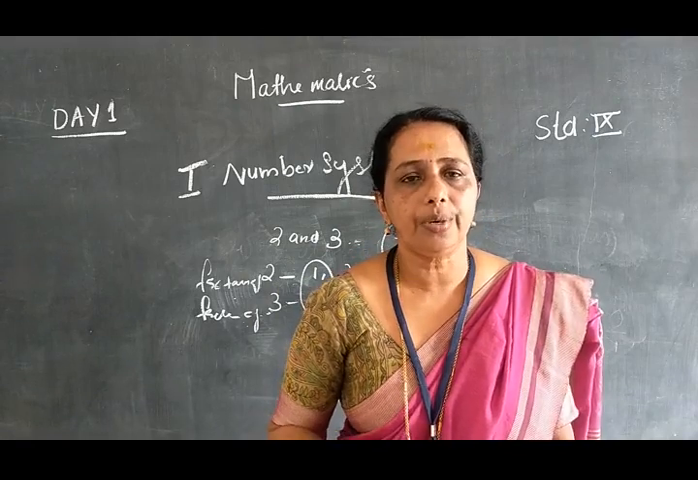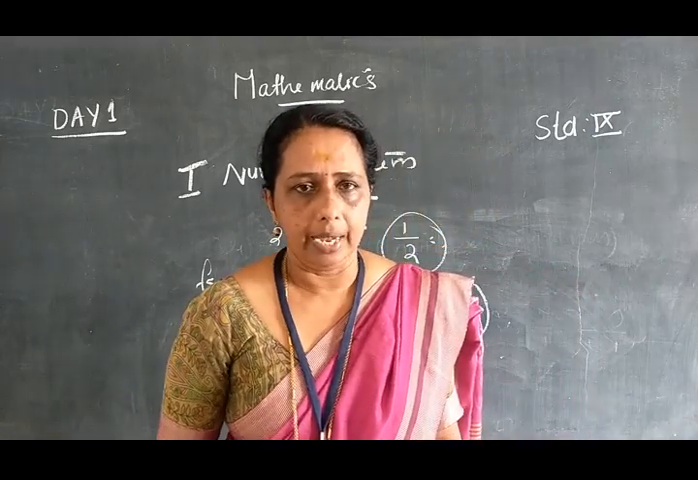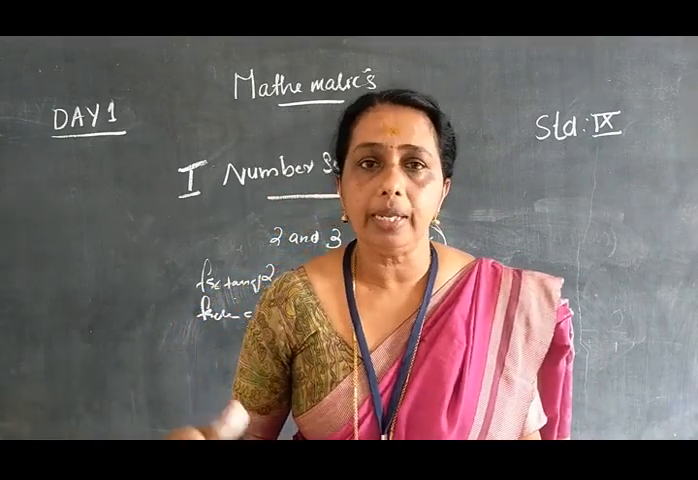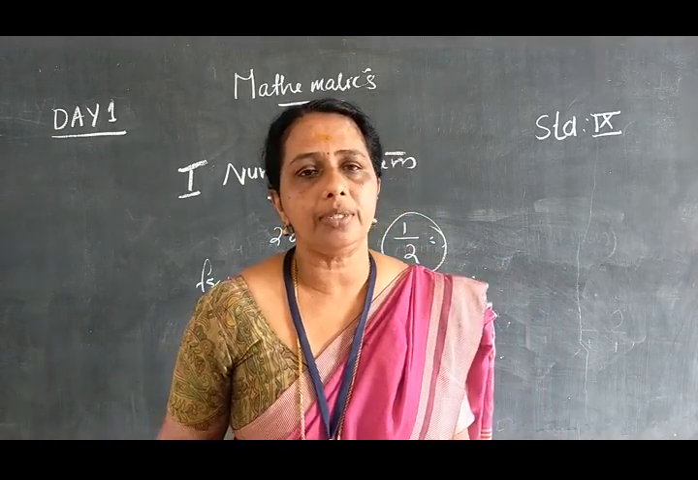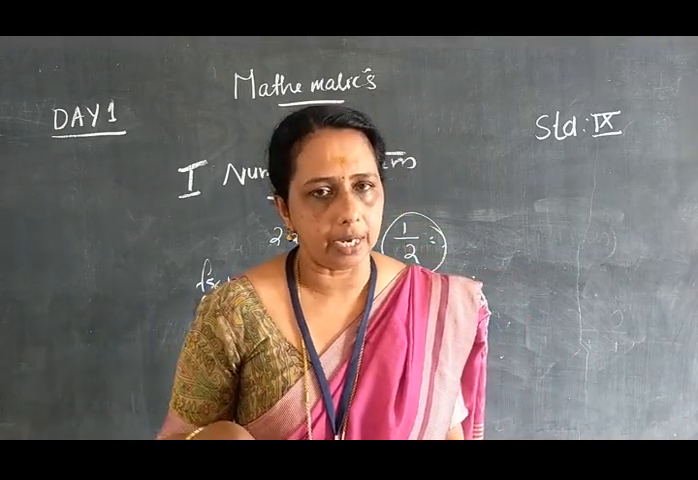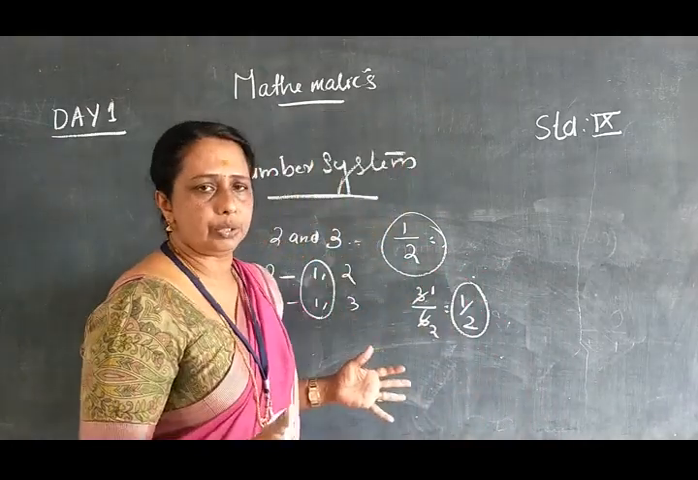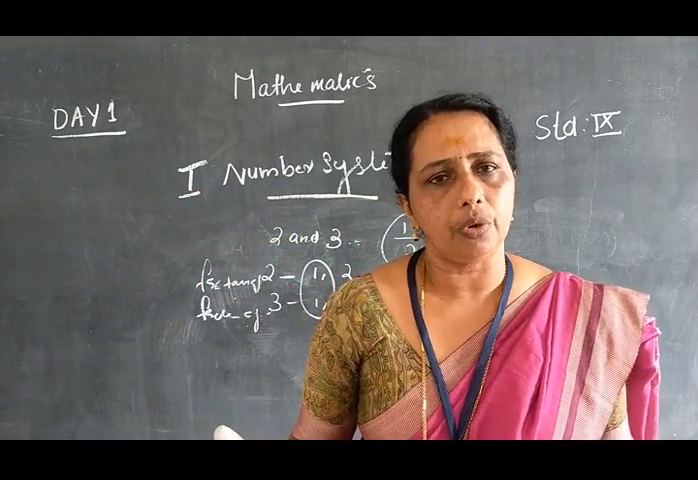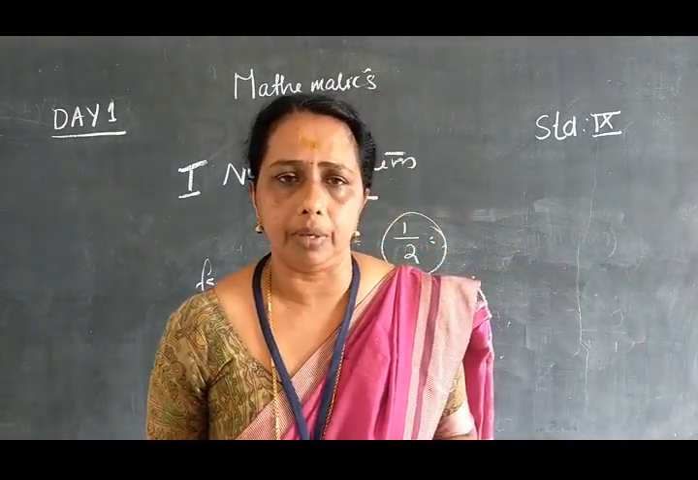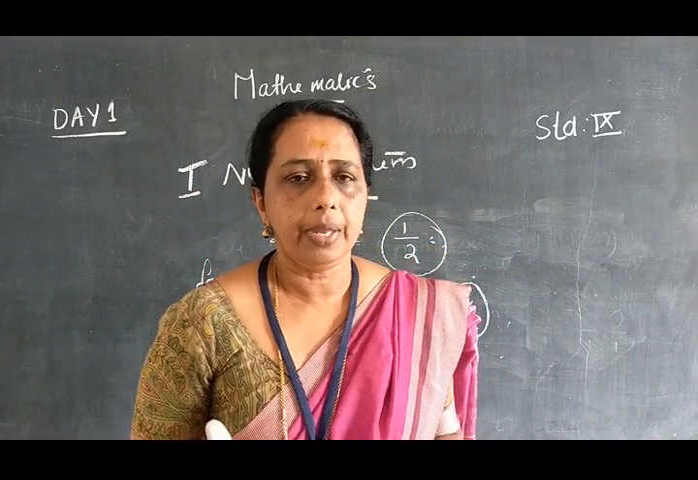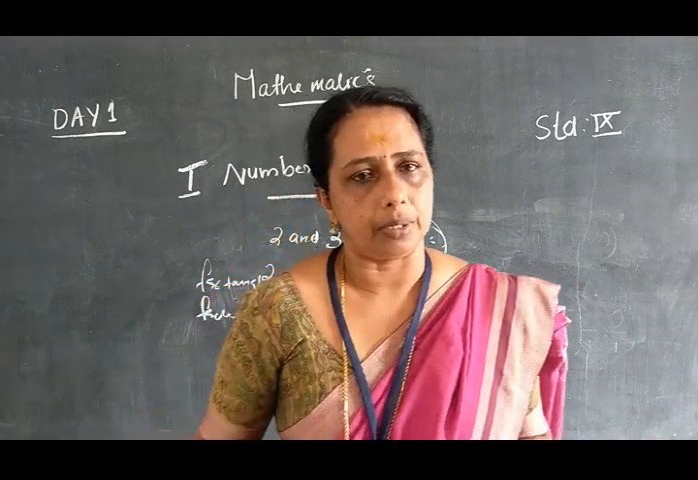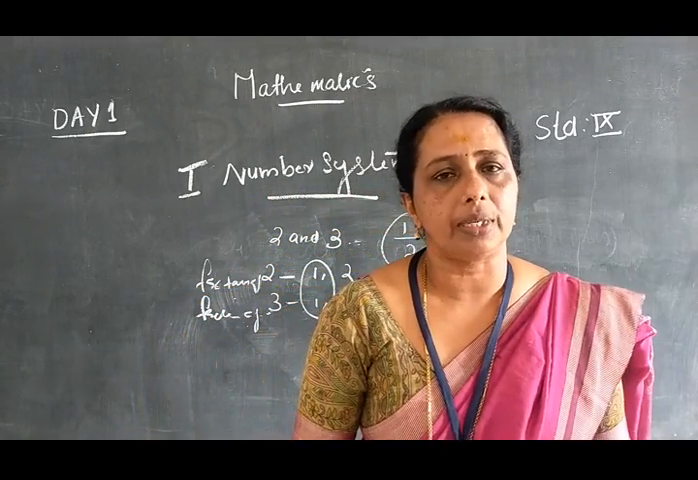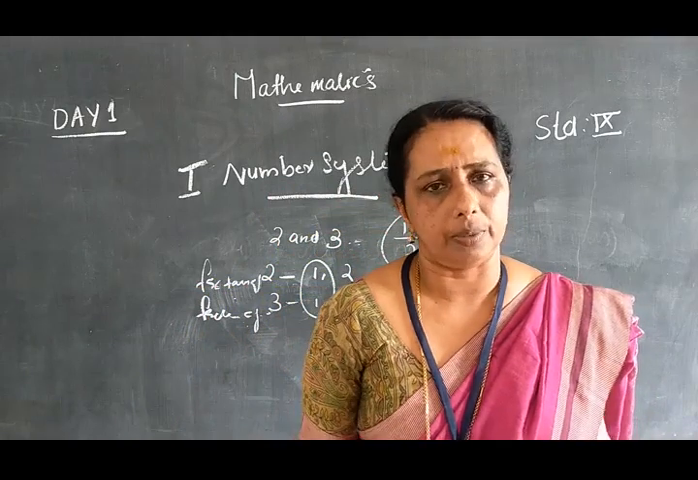Fourth one is rational numbers. A number which can be written in the form P by Q, where P and Q are integers and Q is not equal to 0, is called a rational number. For example, 1 by 2, 3 by 7, 4 by 3 and 2, minus 4, or 0, all are rational numbers. And P and Q are co-prime numbers. Do you know co-prime numbers? Two numbers having only 1 as a common factor are called co-prime numbers.